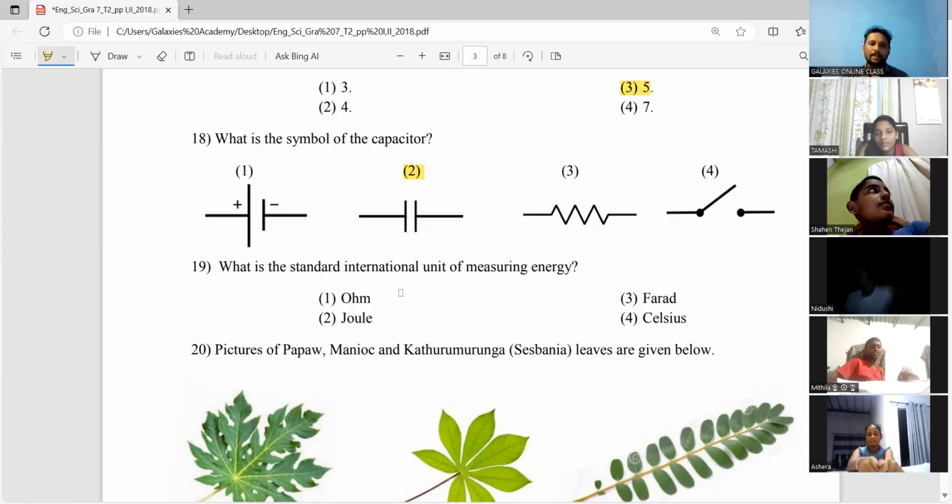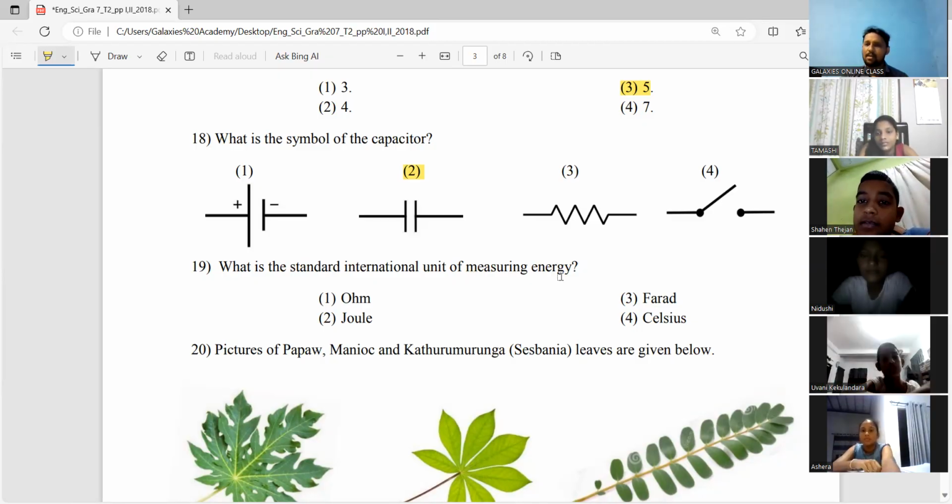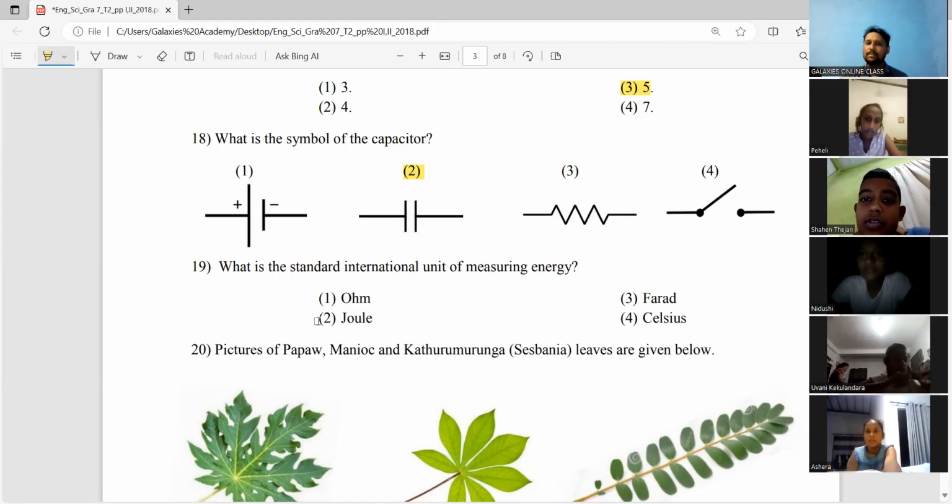Right. Number 19, look at what is the standard international unit of measuring energy? What is the unit? Second, Joule. Yes, Joule.